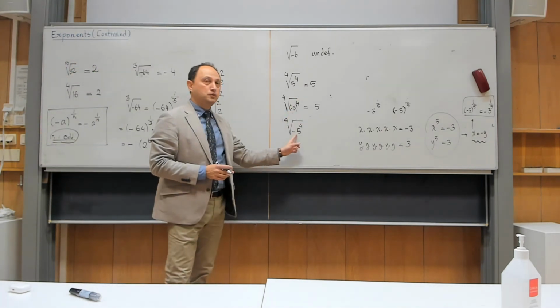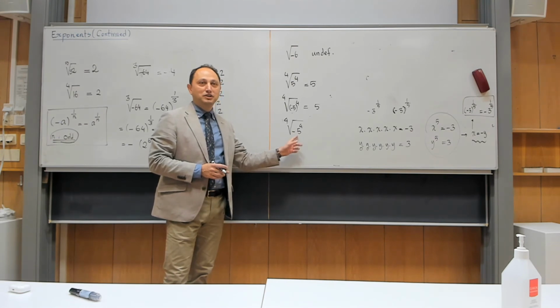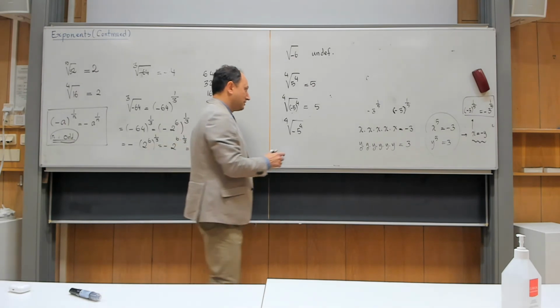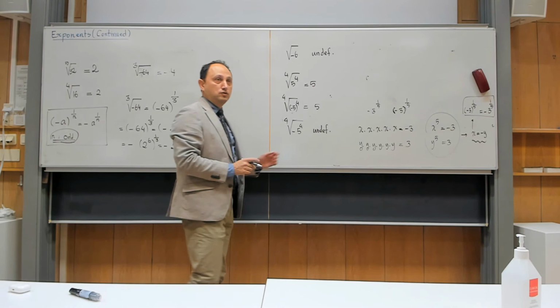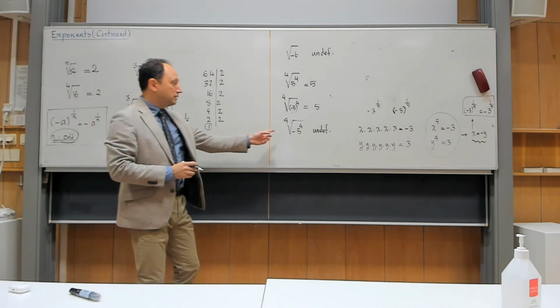But what about this one? Everyone, just what is this? -5. What is this? -5. No, you don't listen. What is this? Undefined. Don't think these are the questions in the book, by the way. You need to understand them. Okay? So, why is this undefined?